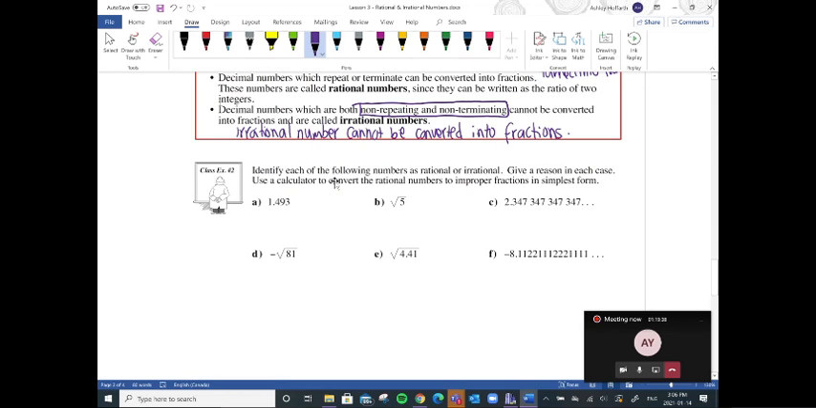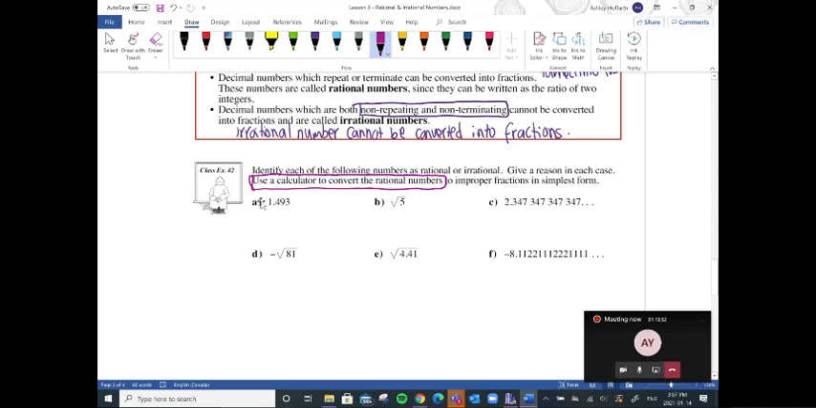It says identify each of the following numbers as rational or irrational and give a reason in each case. Use a calculator to convert the rational numbers to improper fractions in simplest form. This is one of my most favorite things that these TI-83s and TI-84s can do: if a decimal number is able to be turned into a fraction, the calculator will do it for you. And it will also tell you if it can't be turned into a fraction. This is one of the features I use most often in this calculator. Greatest thing to have.